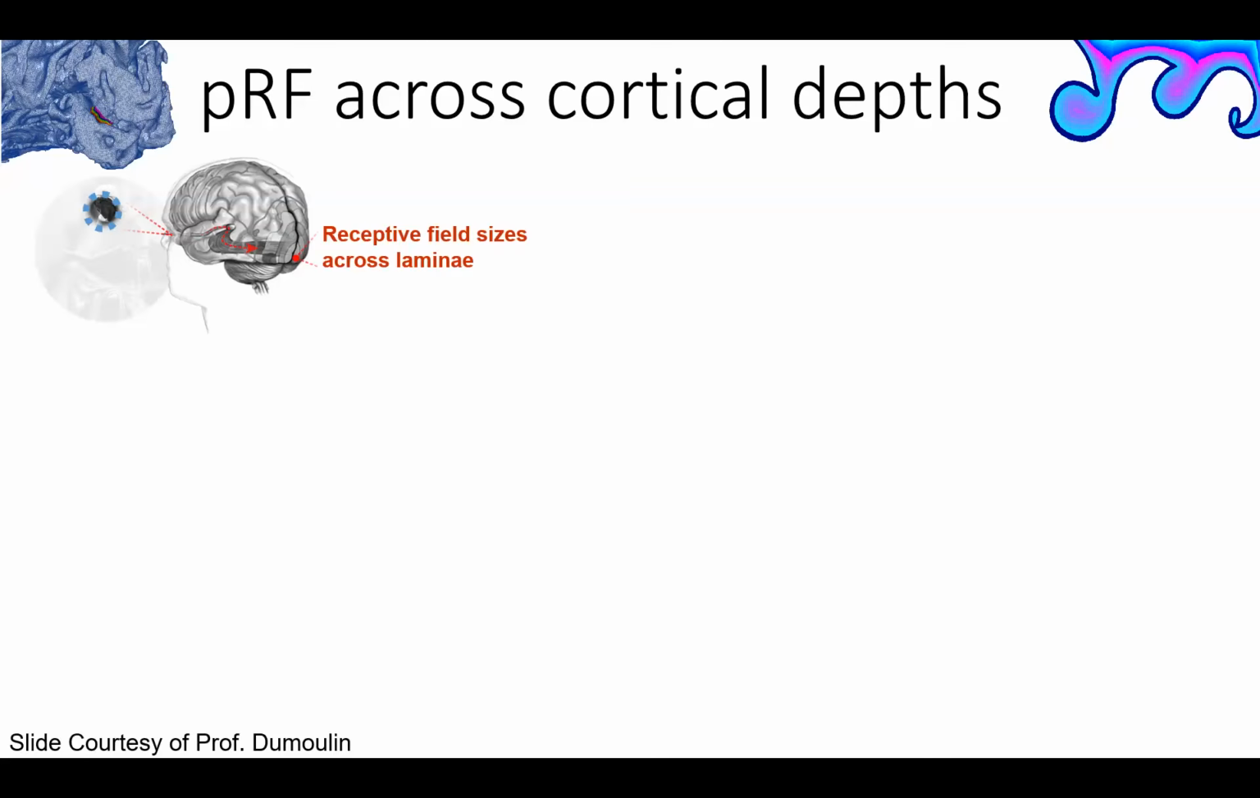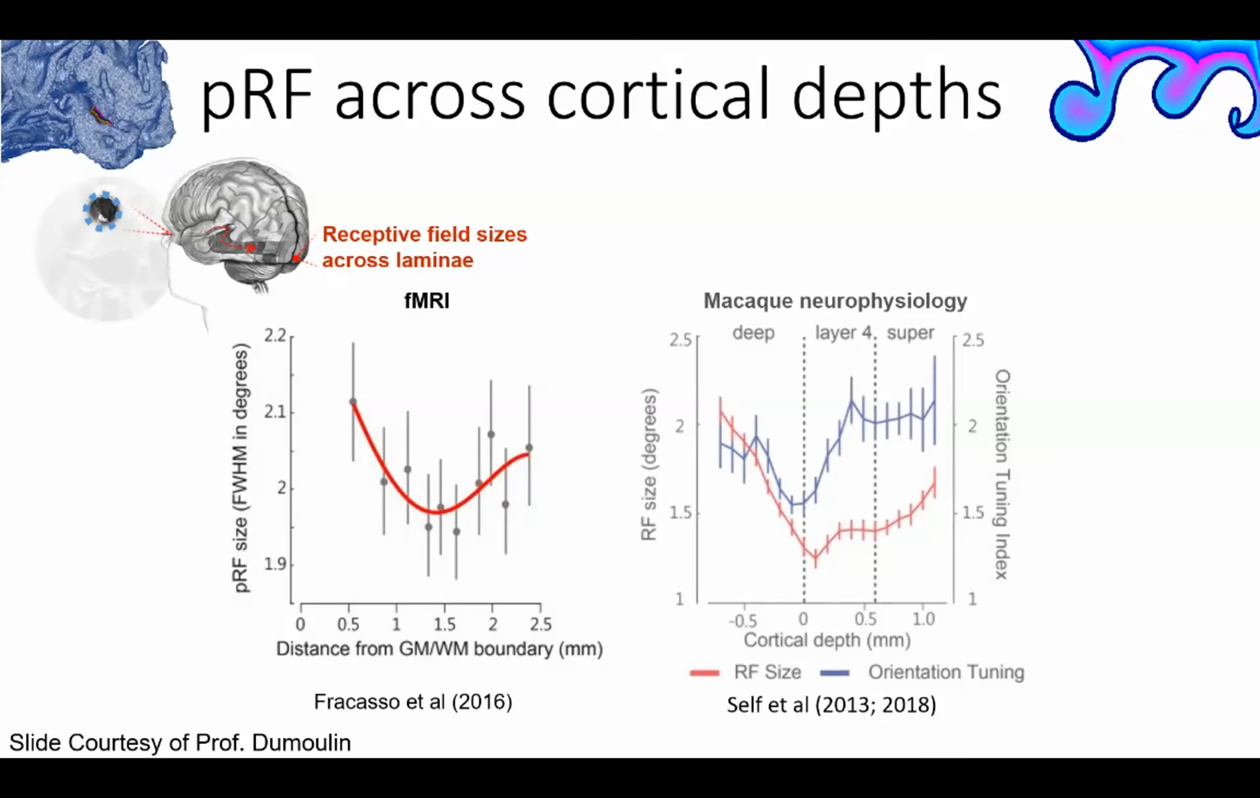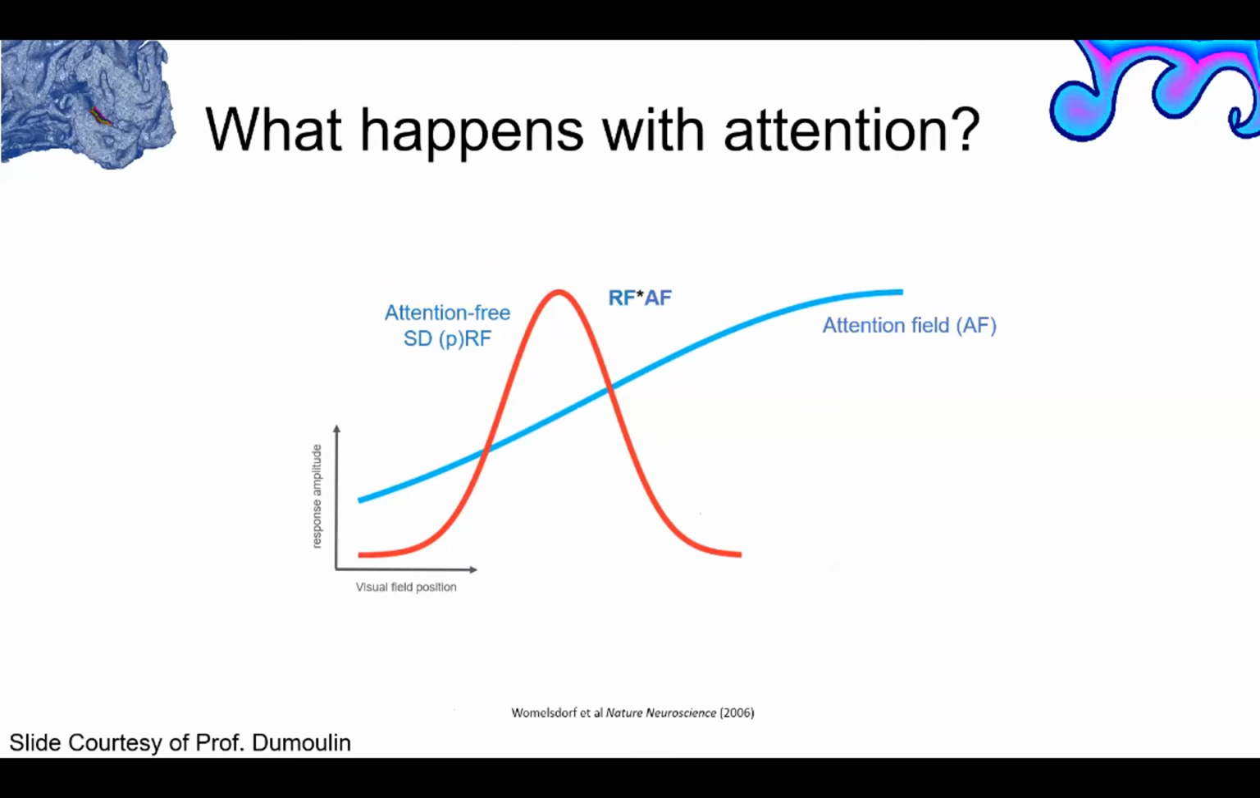So he performed PRF mapping across cortical depths. What he observed is that the size of the PRF changed as a function of depth. They were larger in inner and outer depths, and smaller in the middle depths. This is consistent with the idea of feedforward input coming to the middle layers and feedback to outer and inner layers. Also, the very cool finding here is that it's very much consistent with animal electrophysiology, where they observe comparable results.